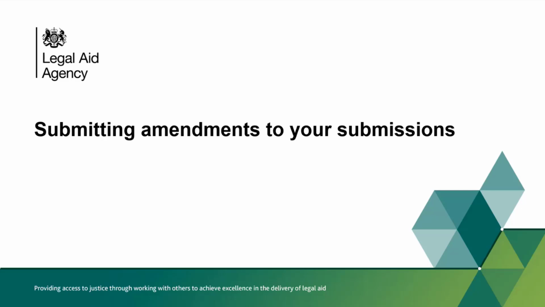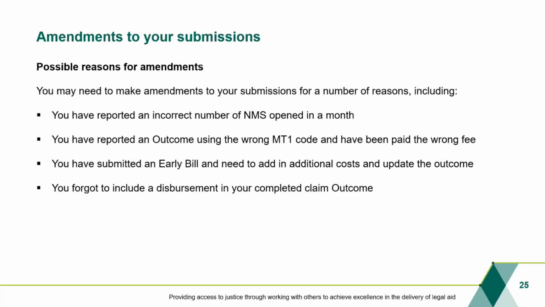We're now going to turn into how you can amend any submissions that you've already made. Now, there is a variety of reasons why you may need to make an amendment. It could be because you've realised you've reported an incorrect number of matter starts opened in a month, or it might be that you realised you've used the wrong matter type 1 code and that's generated payment under the wrong fee scheme. It could be, as we've mentioned earlier, that you've submitted an early bill and now you need to add in any additional costs and amend the outcome.